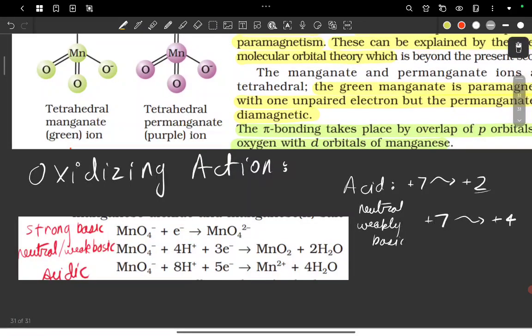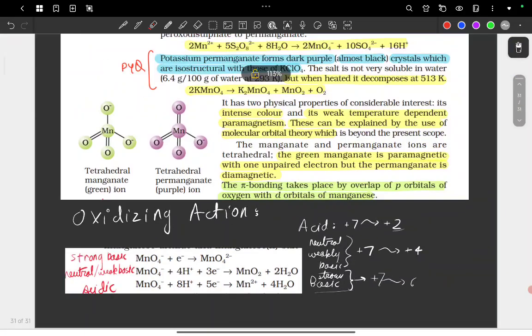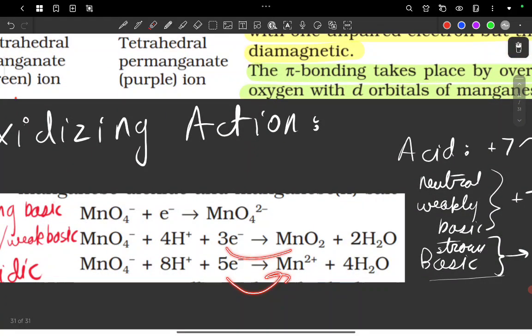Here was +2. And in strongly basic, it goes from +7 to +6. Like in strongly basic, there is low amount of H+, so it's not able to change much of its oxidation state. And again, you can use these half reactions to make the complete reaction once the other reducing half reaction is given to you. And remember, the n factor here is 5, here is 3, and here is 1.